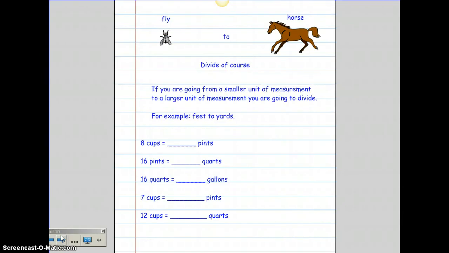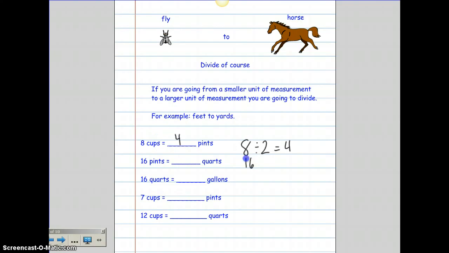Now let's go on to capacity. Again, if you have a smaller unit to a larger unit, fly to horse, divide, of course. If you're going to go from a smaller unit of measurement to a larger unit of measurement, you're going to divide. For example, if you're going from feet to yards. So let's start with cups. I have 8 cups. Now, how many pints is that? Well, I know that 2 cups makes a pint. So I'm going to do 8 divided by 2, and that's 4. So 8 cups makes 4 pints.